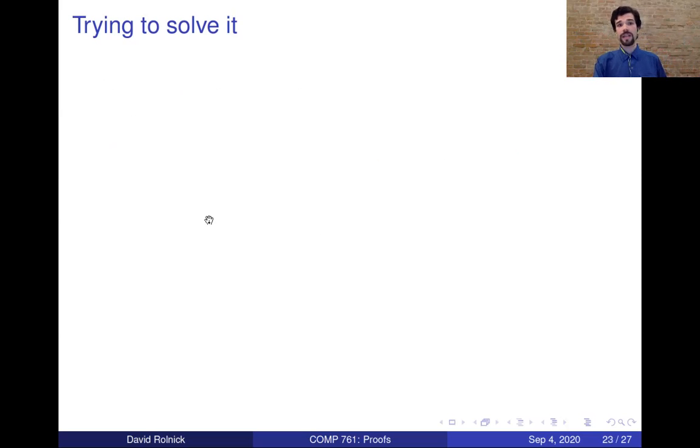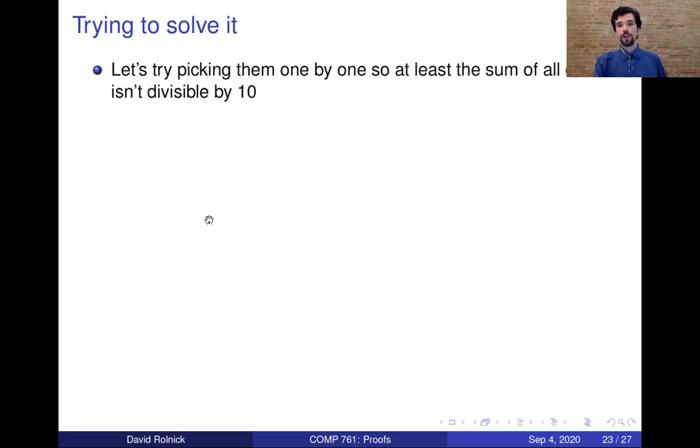What I was thinking of is just adding them one by one. If the suggestion was all zeros and only one one, the zeros unfortunately are divisible by 10, so we can't actually have any zeros. So let's just try picking them one by one.